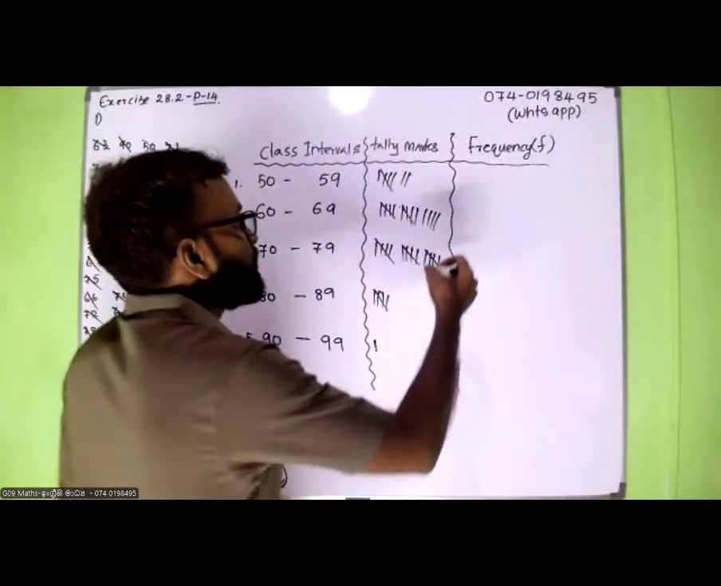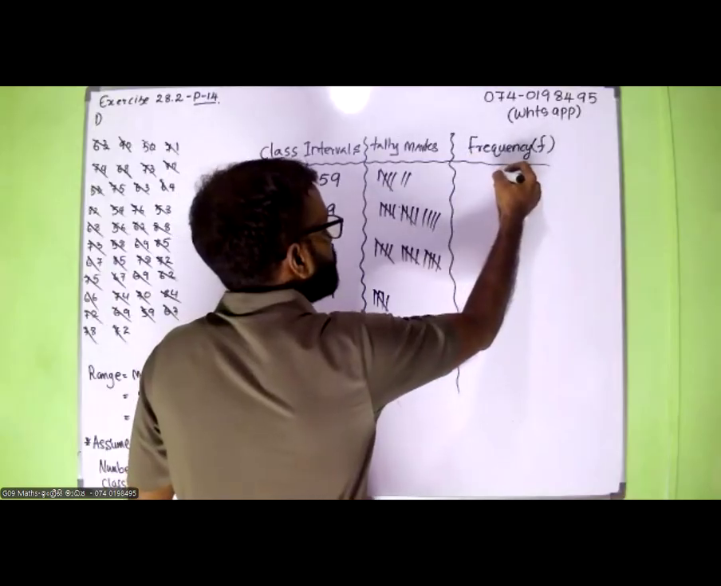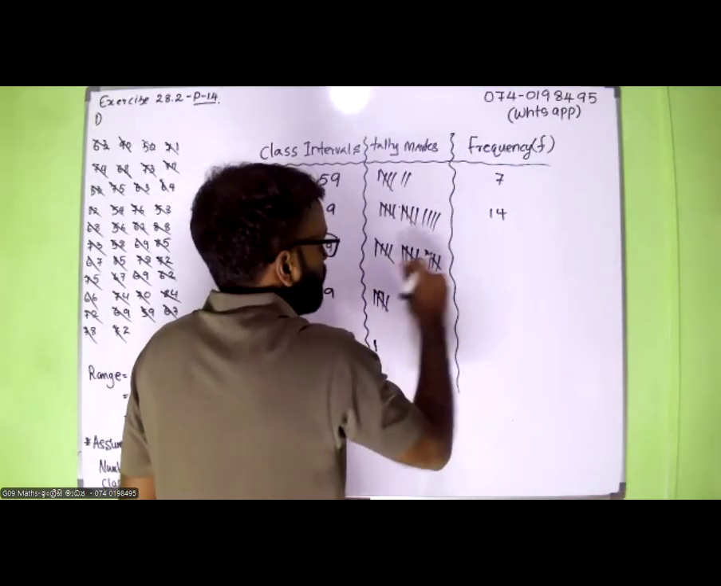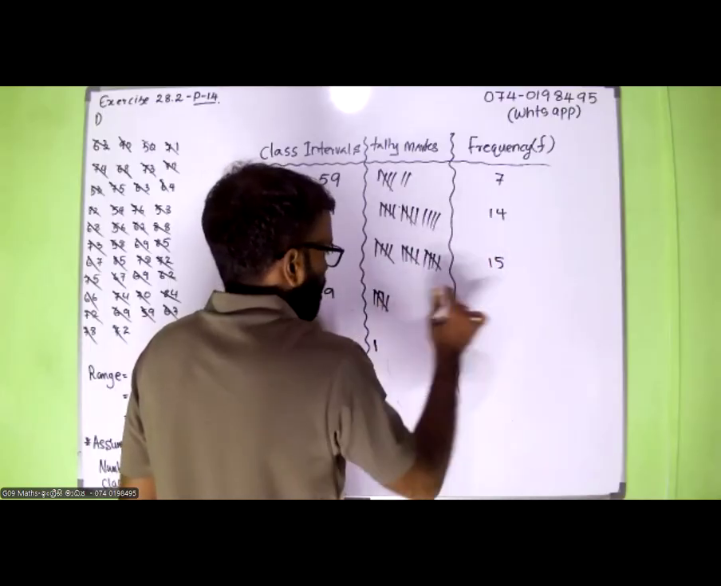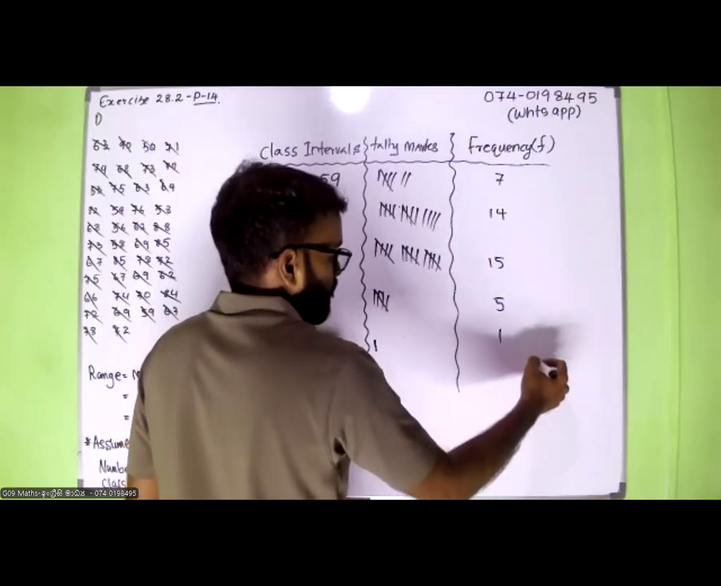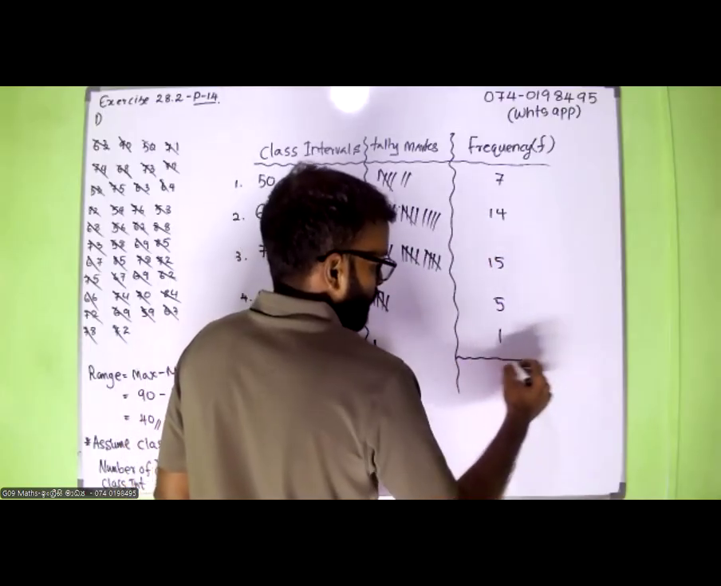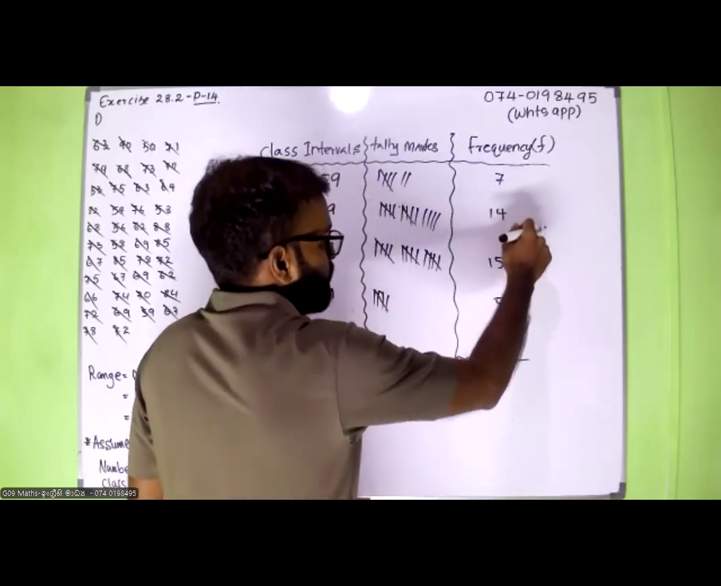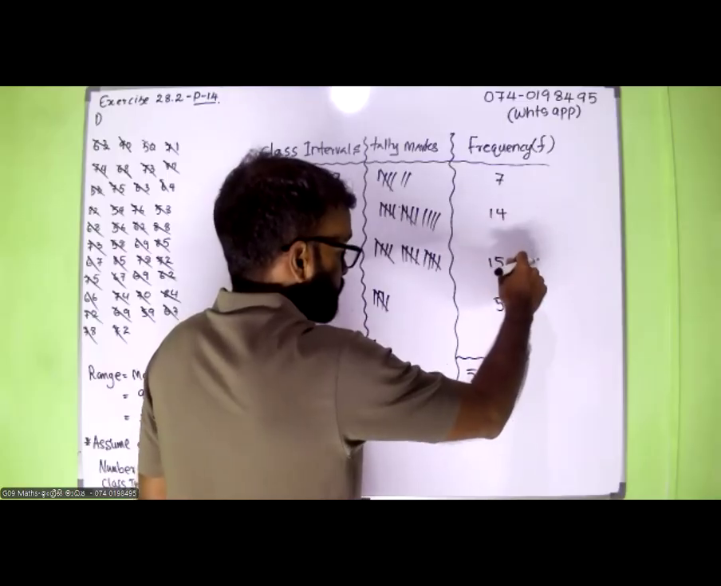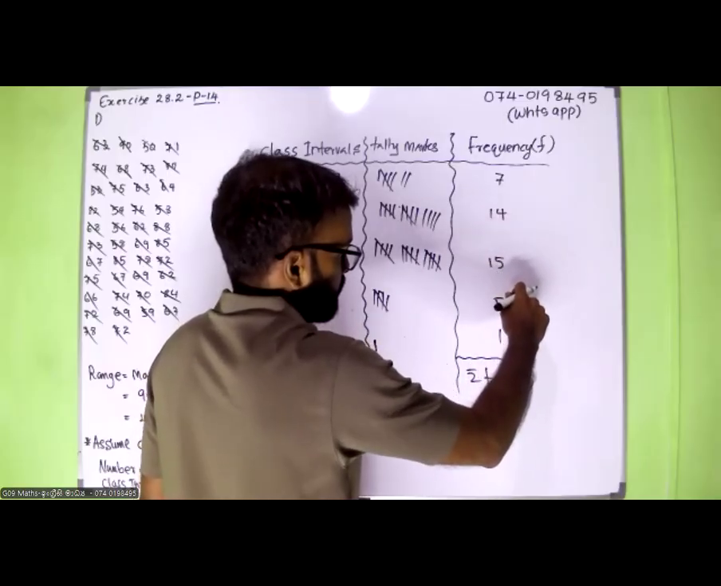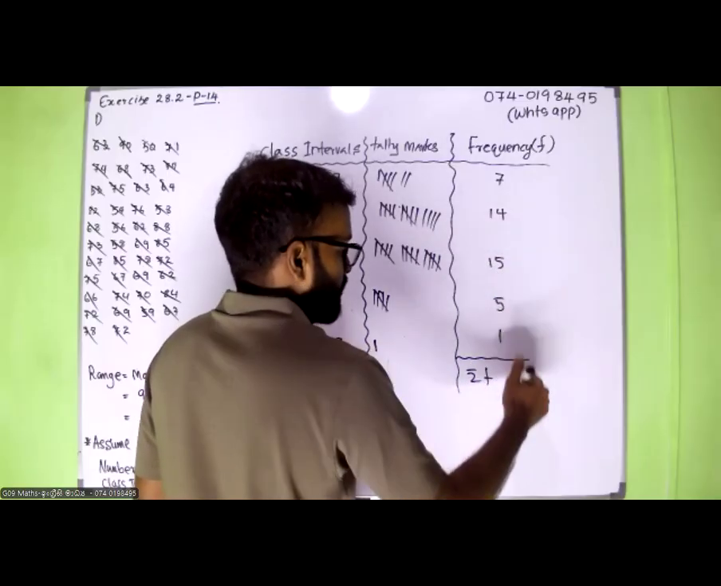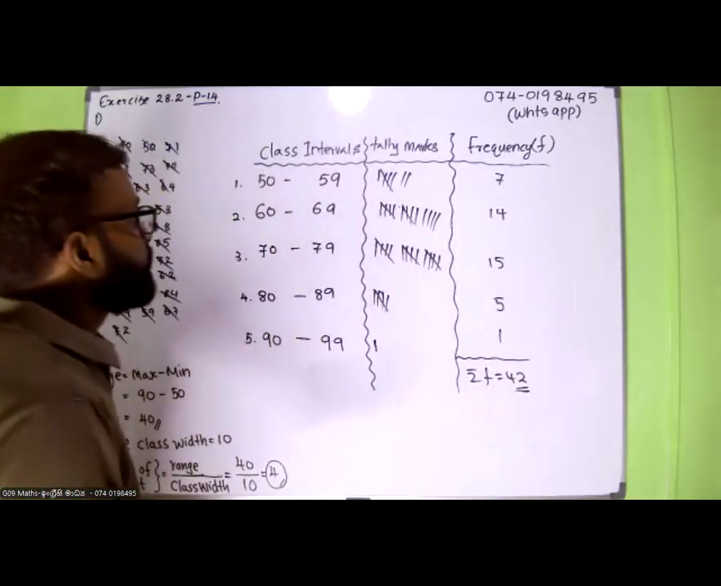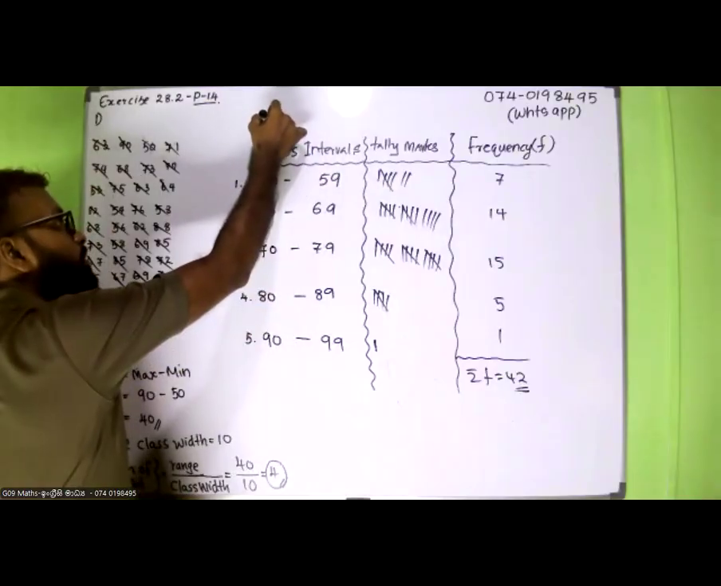Right. So here 5 plus 2 is 7, 5, 10, 14, 15, 5, 1. So what is the sigma f? Sigma f here is 42. Yes, 42, perfectly match.